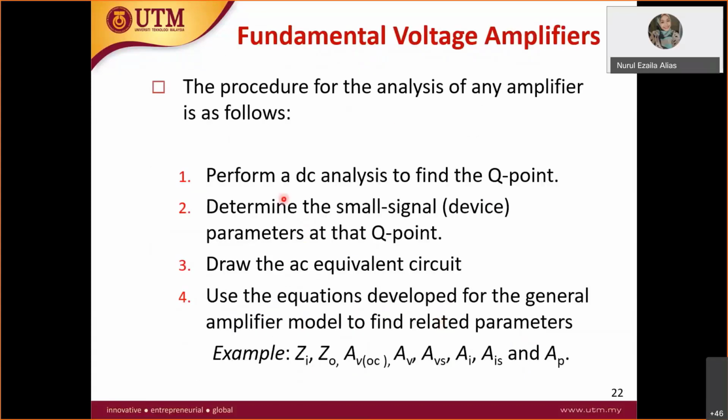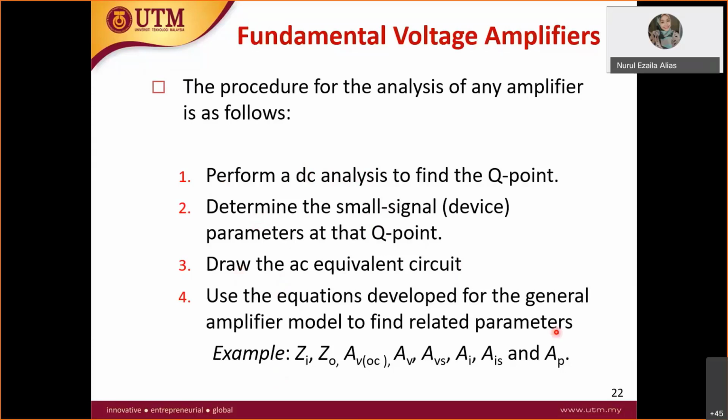All right, so these are the procedures to solve the analysis. Basically, you will perform the DC analysis to find the Q point. This number one step, we have done in the previous lecture. Then determine the small signal device parameters. What are the parameters here? These are transconductance and also the internal resistance. You will be using the DC values that you got in this AC analysis. Then the third step is to draw the AC equivalent circuit. And finally, you will have to find all of this.